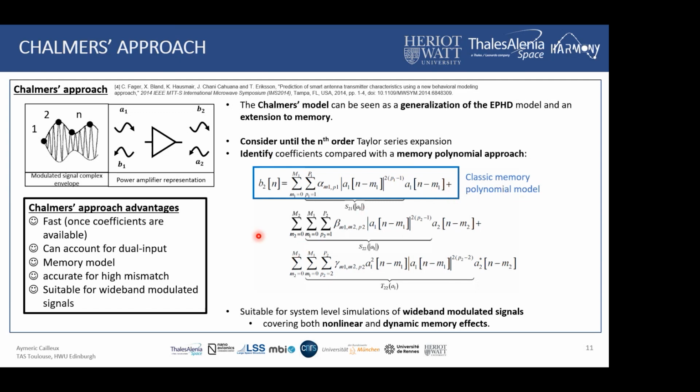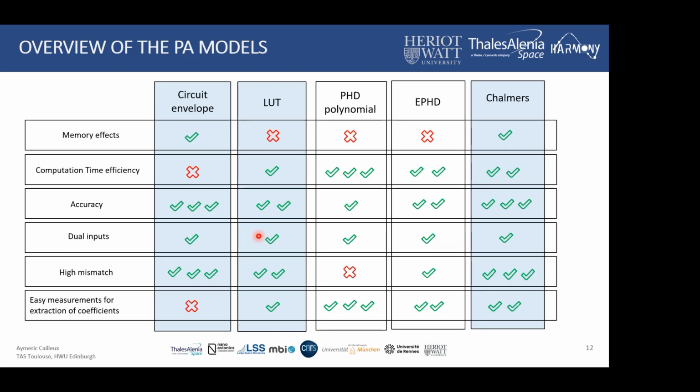And this model is very interesting because it's fast. Once the coefficients have been calculated, it can account for dual inputs. It has memory, and it's accurate even for high mismatch that make it suitable for wideband modulated signal. So here is a summary of the few models presented to you today, and you can basically see that Chalmers is the most interesting model for now in terms of accuracy and time computation, and also because it takes into consideration the memory effects.